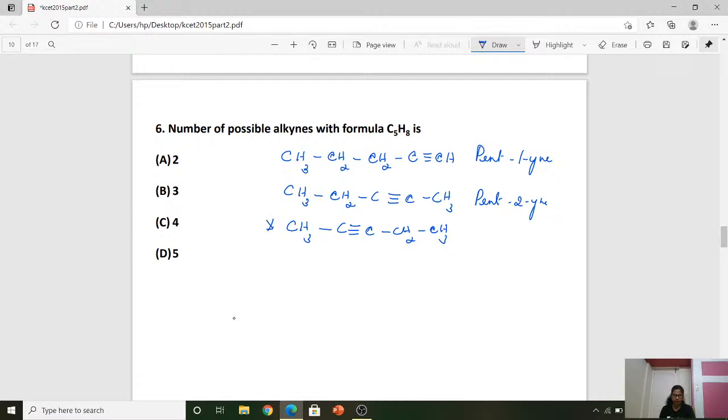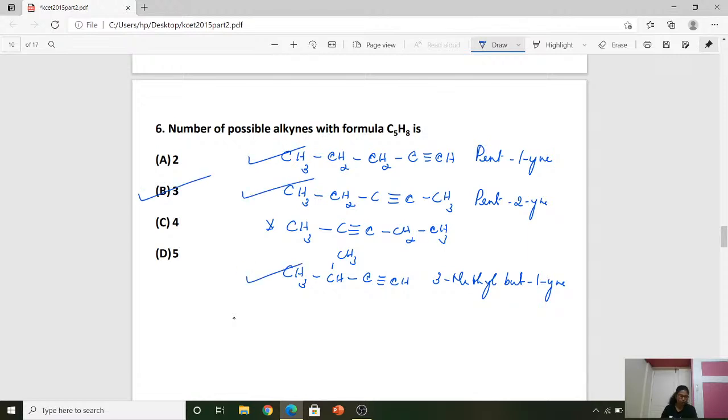Now whatever we can do is with the group. You see here, I can keep it as it is and bring this CH2 group here. You see how I am going to do it. CH3, CH, the CH2 will be written as CH3, and C triple bond CH. This will be 3-methylbut-1-yne. So the possible alkynes are 1, 2, 3. So the answer is option B. Very good. So option B is the right answer.